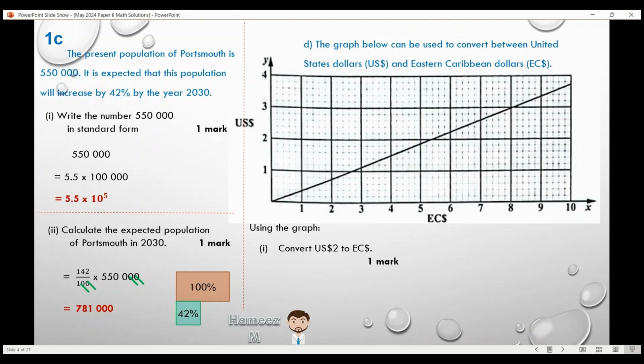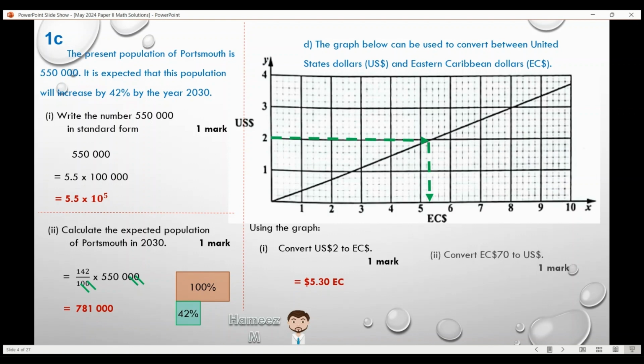So if we look at our graph, we can see that US is on the y-axis. And if we go to the point where it's 2 US and we draw an arrow across in green, where it intercepts the sloped line, we can come down, and that value will be between 520 and 540. So that's 530 Eastern Caribbean dollars.